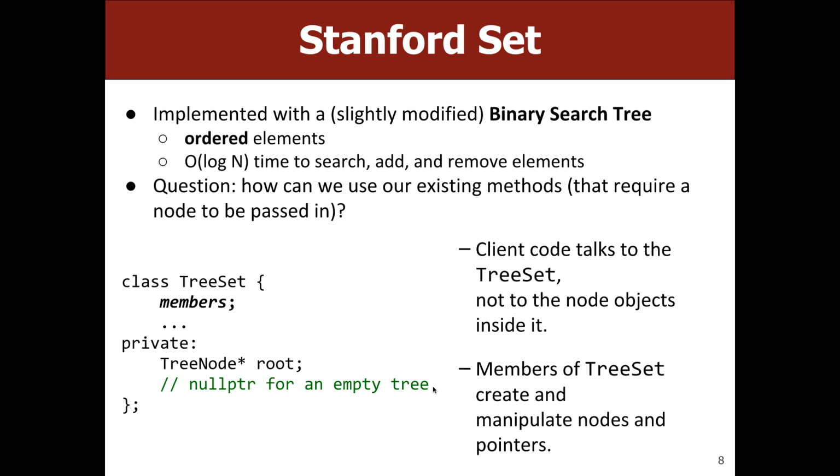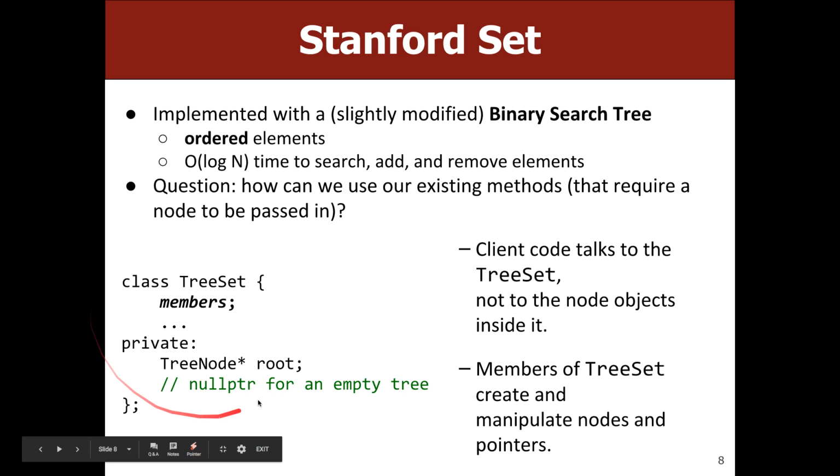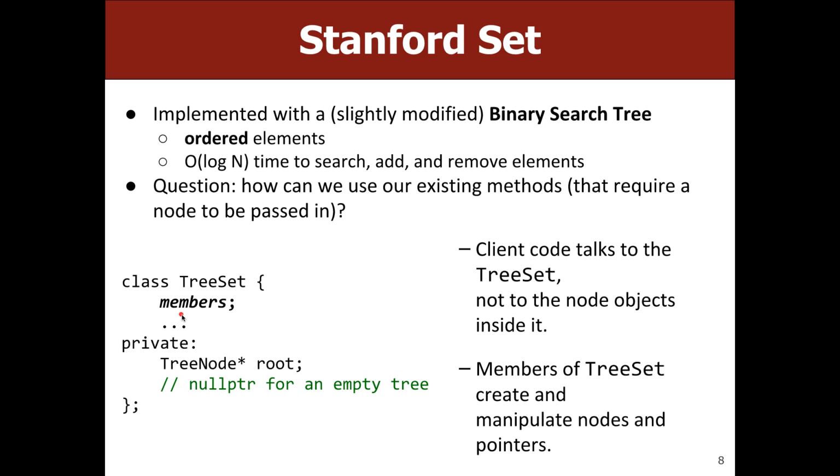So we've just written add, contains, and remove. We might have a tree set, which would have these add, contains, and remove methods, but they wouldn't take in a root, because your set should just have the root. When you've been using the Stanford set, you don't have to say, here's my tree node root that I'm passing in. You don't have to keep track of all of that. The set is keeping track of that.